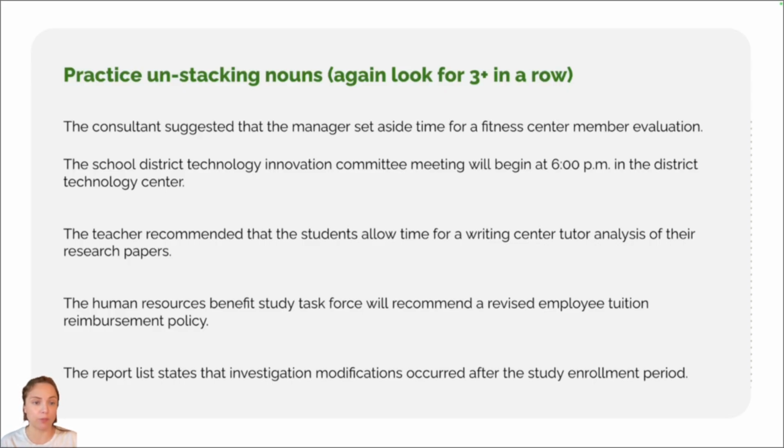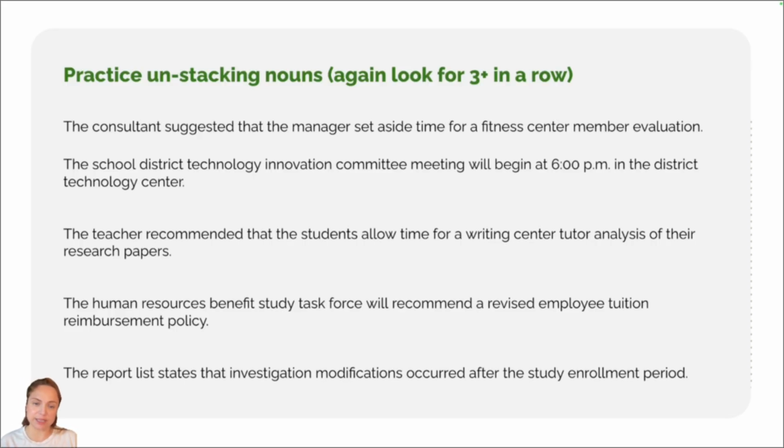Here's one example. The consultant suggested that the manager set aside time for members to evaluate the fitness center. By turning members into an actor and turning evaluation into evaluate, a verb, we've unstacked these nouns, and now we just have the two, fitness center, and that's much easier to read. When you get the stack down to just two, that's under that threshold of three. It's no longer a noun stack. Let's do the last one.